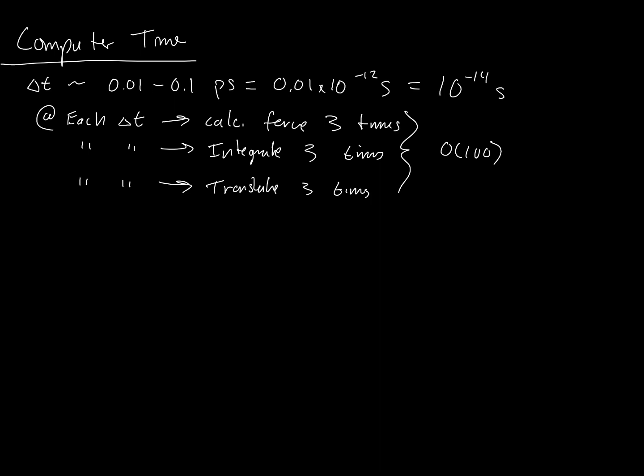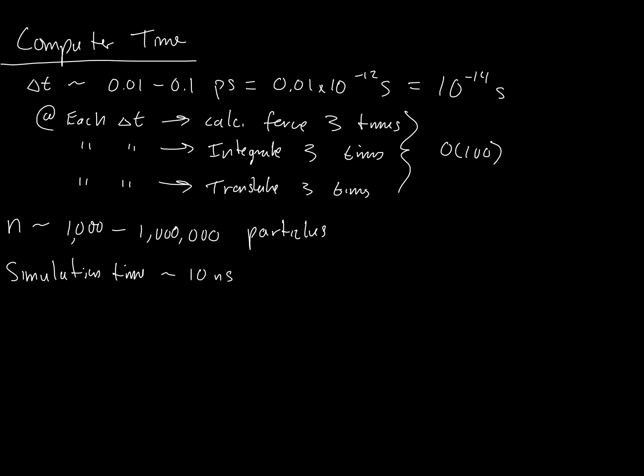So the number of particles, n, is approximately going to be somewhere between 1,000 to maybe 1,000,000 particles. Your simulation time varies depending on what you're working with. You might be able to get away with shorter simulations, maybe you need a longer one. But I'm going to say a 10 nanosecond simulation is pretty reasonable, which is 10 times 10 to the minus 9.